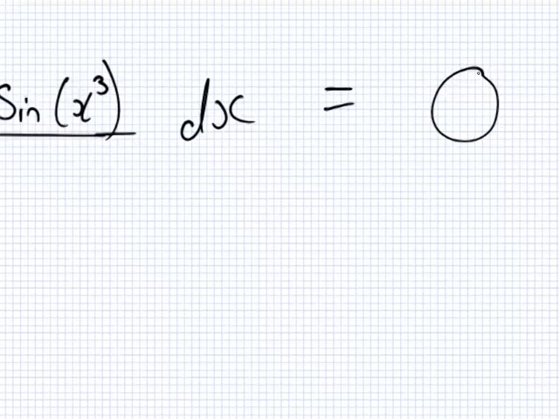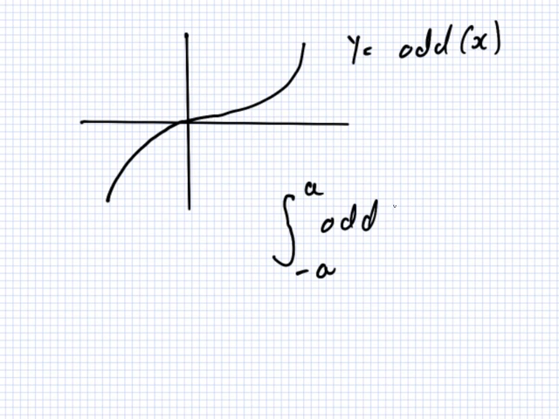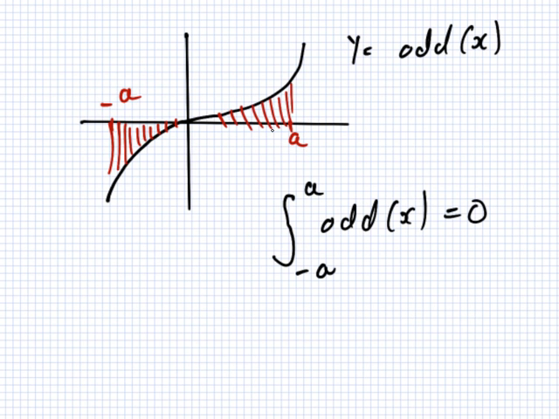Because of this. If you have a function which is odd, let's say something like this, and let's call this function y equals odd x, some odd function like x cubed or whatever, then if I integrate from minus a to a this odd function, I know the answer must definitely be 0, because this is minus a, this is a. This area will be the same but negative of this, so the total would be 0.